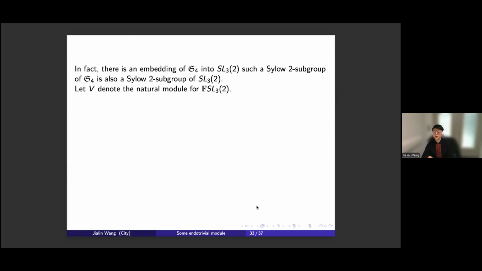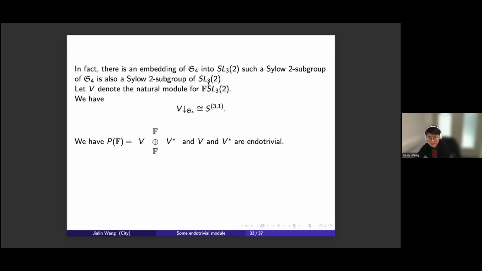So SL(3,2) also has a dihedral Sylow 2-subgroup. And take the natural module for F SL(3,2), V. It has dimension 3. And this V restricted to S4 gives us S^(3,1). If you know the Green correspondence, the Sylow 2-subgroup of S4 and of SL(3,2) is actually self-normalizing in these two groups. So in fact, V and S^(3,1) are the Green correspondents of each other.